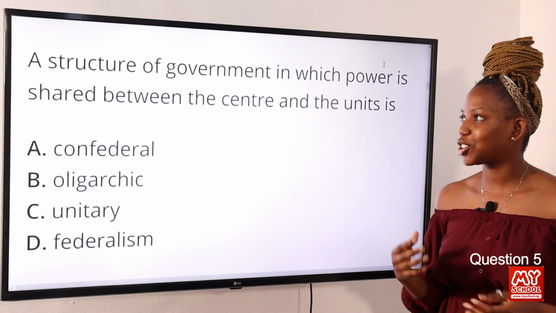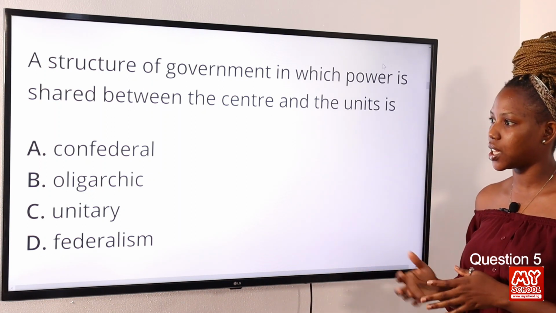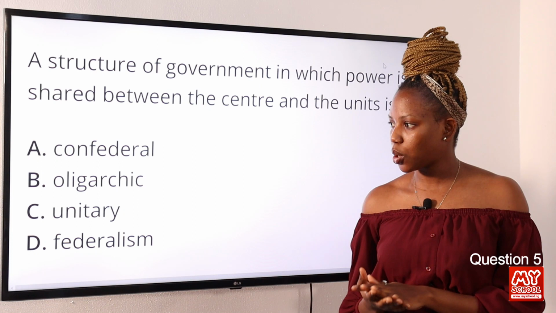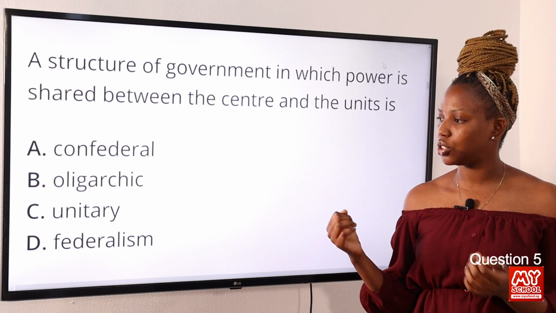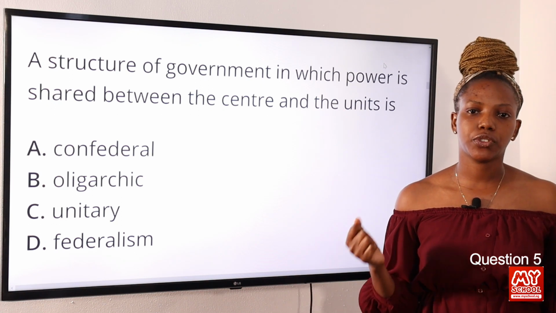Question 5. A structure of government in which power is shared between the center and the unit is option A, confederal, option B, oligarchic, option C, unitary, option D, federalism. The answer to this question is federalism.